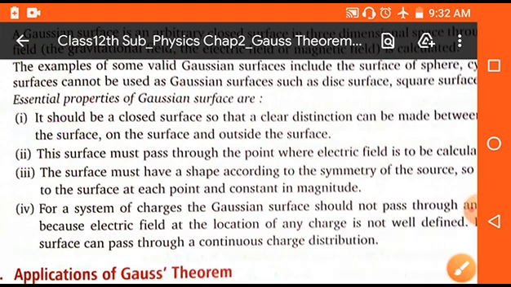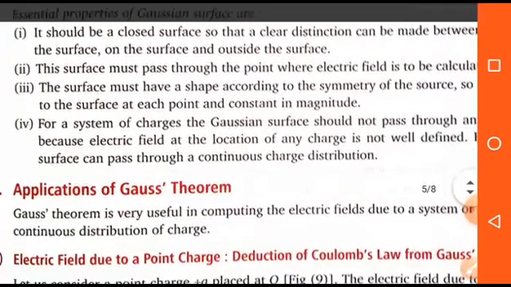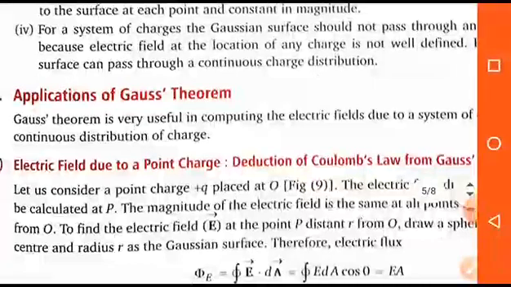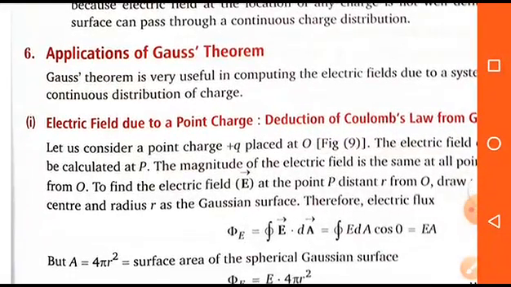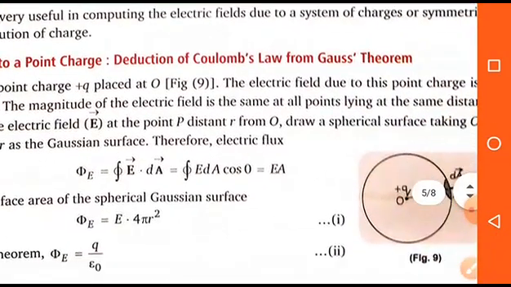It means that we use different types of Gaussian surface according to the shape of the surface. Now the applications of Gauss theorem. First application is the electric field due to a point charge, and it is also known as derivation of Coulomb's law. So we can also find Coulomb's law with the help of Gauss theorem.